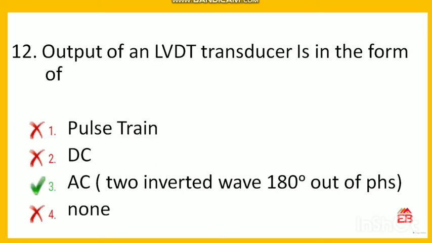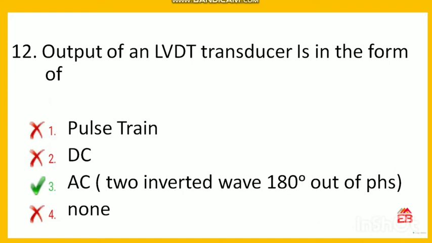Next question: the output of an LVDT transducer is in the form of. Options are pulse train, DC, AC, or none. So the correct option is option 3, AC. The output of an LVDT transducer is in the form of AC.